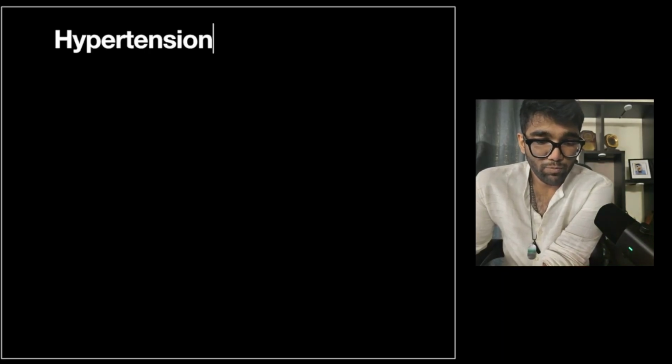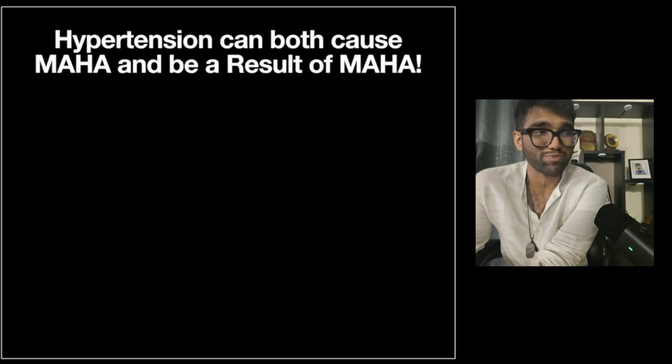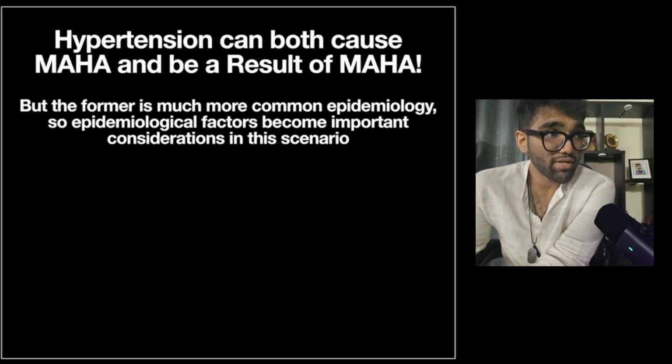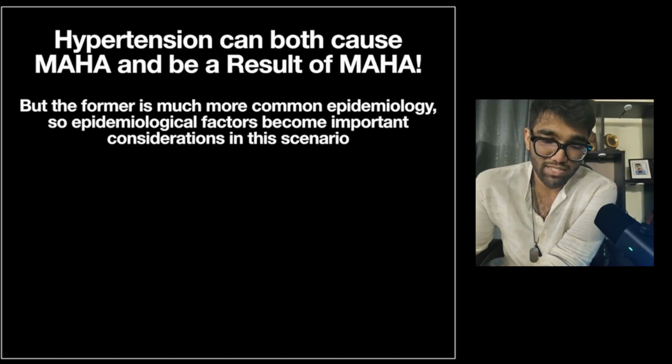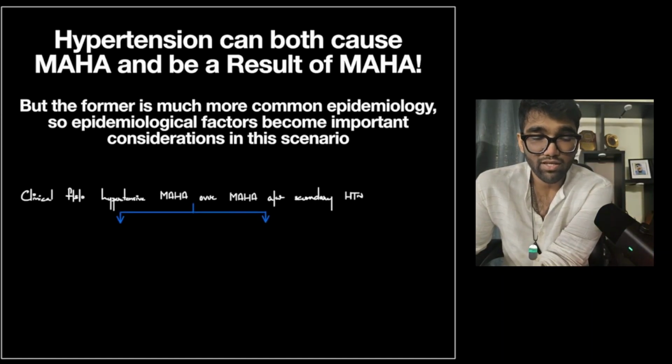Okay, so one important consideration here is that hypertension can cause microangiopathic hemolytic anemia and can also be the result of microangiopathic hemolytic anemia. But obviously hypertension is a very common disease, and microangiopathic hemolytic anemia is a rare disease. So it is much more common for hypertension to cause microangiopathic hemolytic anemia rather than vice versa.